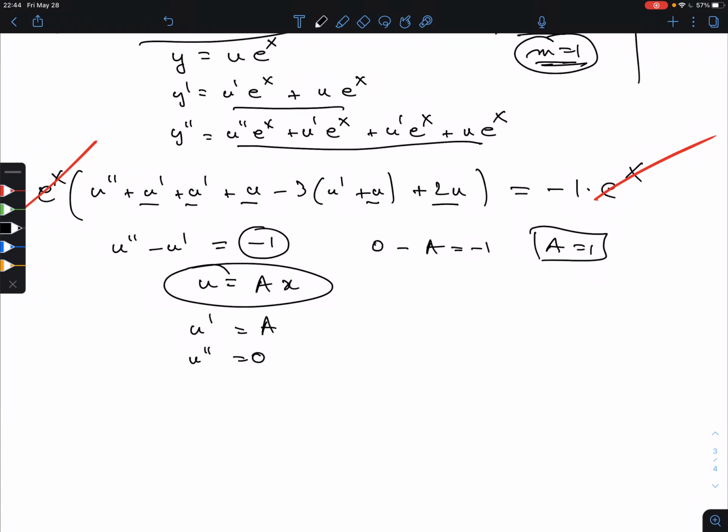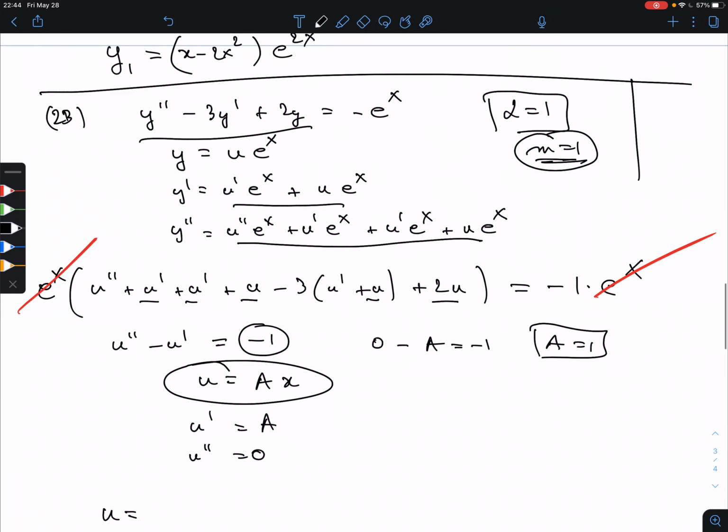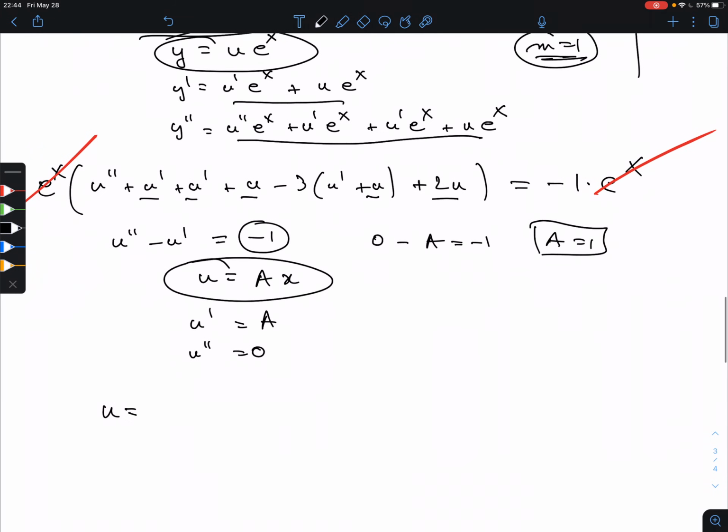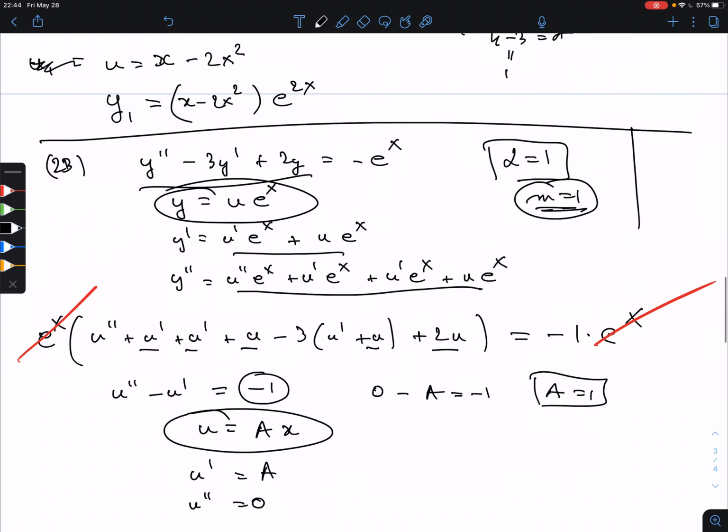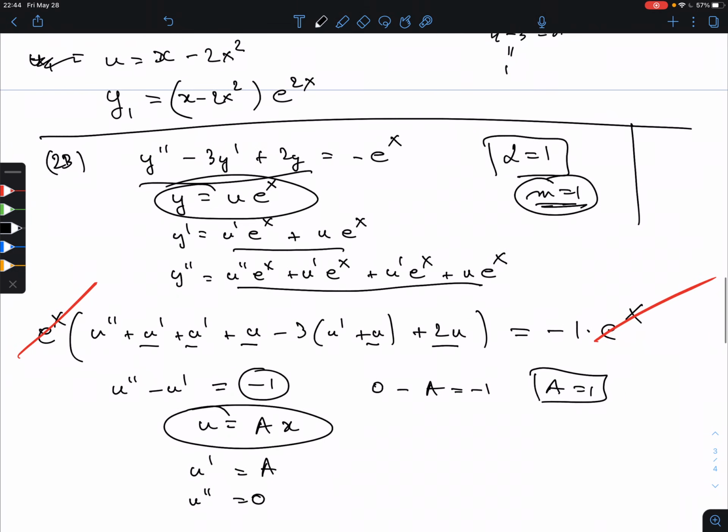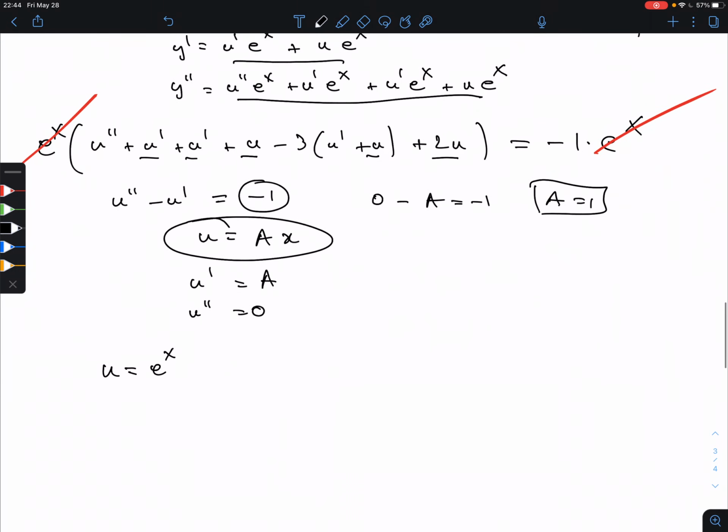So what does this now mean? This means that u equals a is 1. So 1 times e to the x, that's the solution to this equation here on top, the 2, what I called 2b. But that is only the second part of my superposition problem.